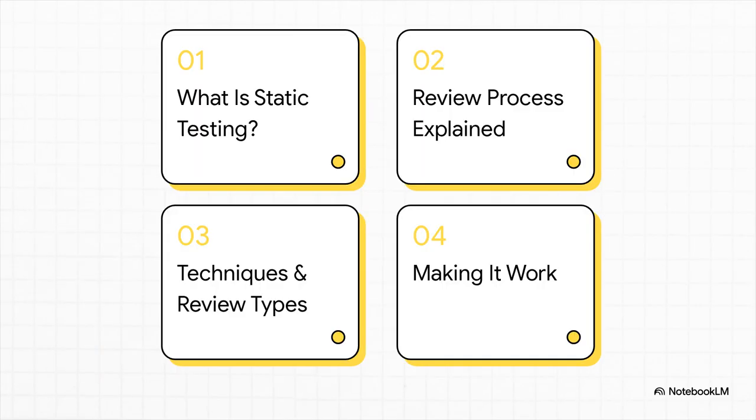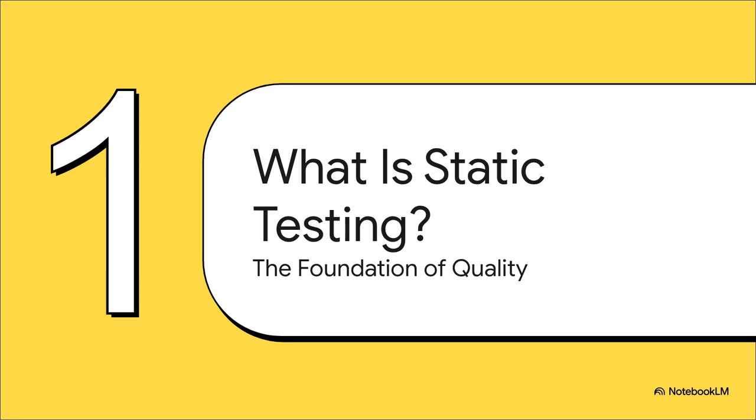To really get our heads around this, we're going to break it down into 4 parts. First, we'll nail down the fundamentals of what static testing is. Then we'll walk through the review process that really drives it. After that, we'll explore the different techniques and types of reviews you can use. And finally, we'll talk about how to make it all work to get the biggest impact. All right, let's kick things off with part 1.